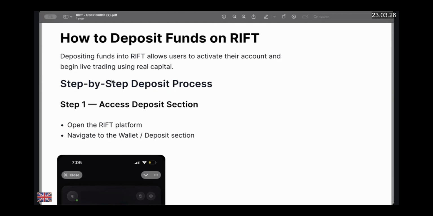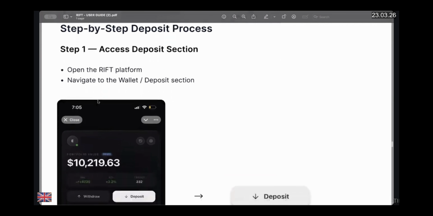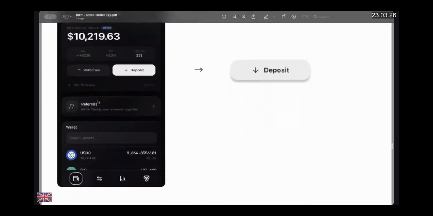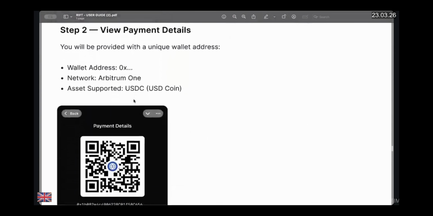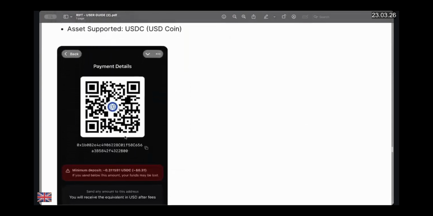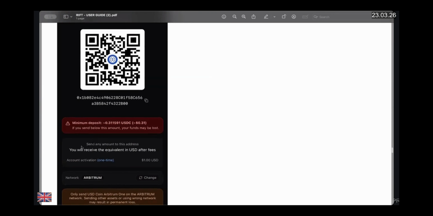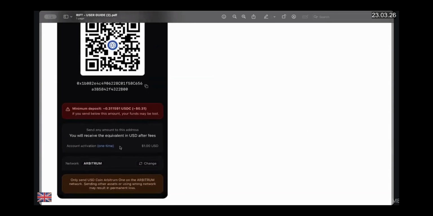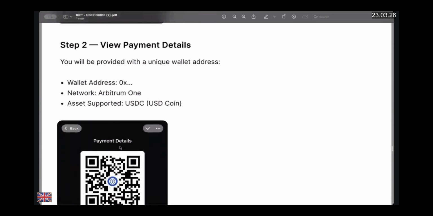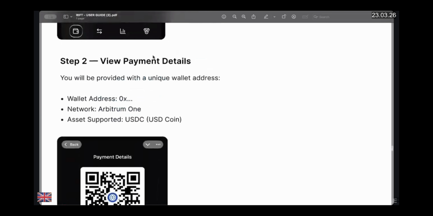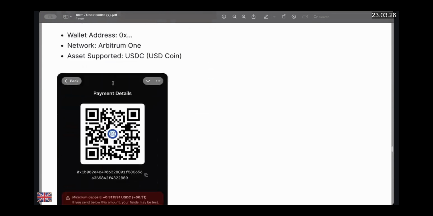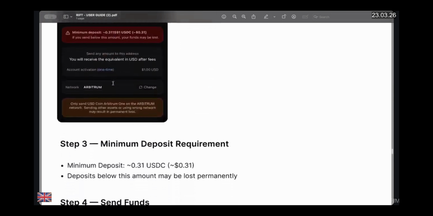So let me show you how to deposit funds and withdraw. Once you go on Rift, you click on the deposit button. Once your real trade account is open, you will get the address for USDC on Arbitrum One. This is the Hyperliquid address, and on the Arbitrum One address you deposit USDC.